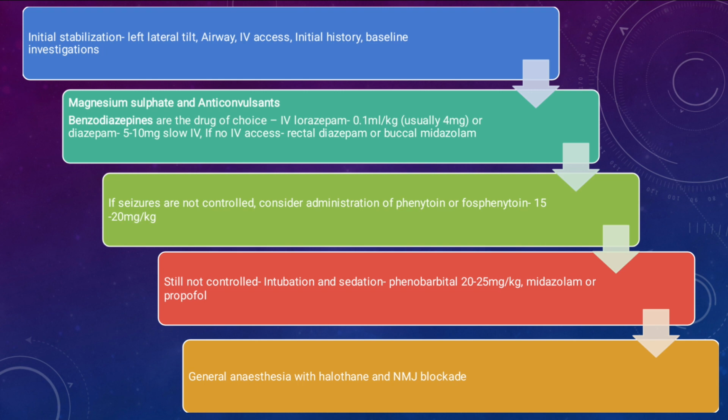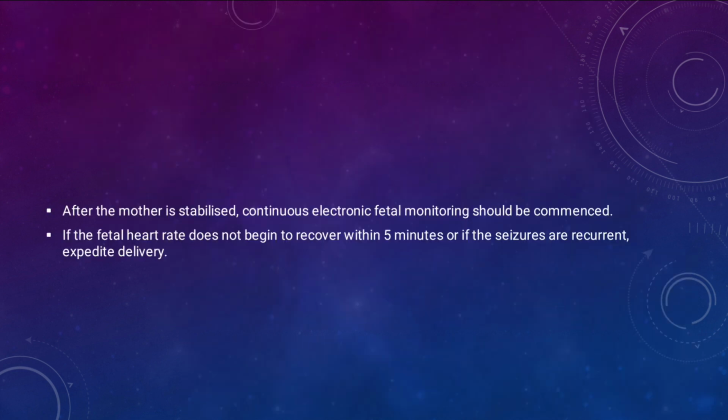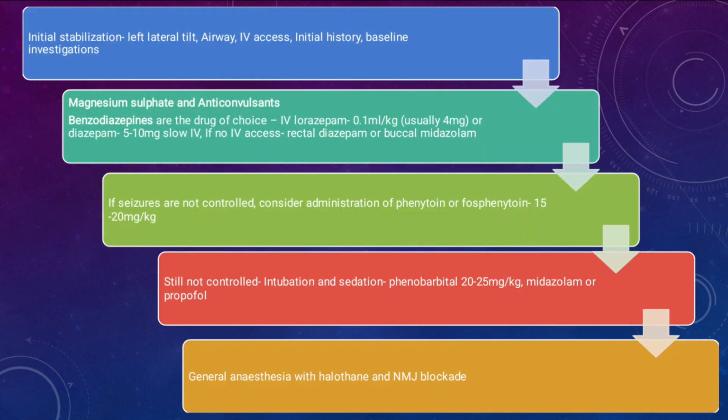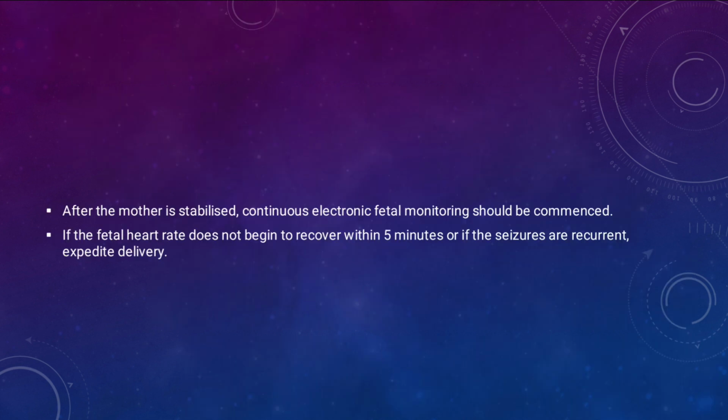If there is no IV access, give rectal diazepam or buccal midazolam. If the seizure is not controlled, consider phenytoin 15 to 20 mg per kg. If still not controlled, intubate the patient, give phenobarbital 20 mg per kg, propofol, general anesthesia with halothane, NMJ blockade. After the mother is stabilized, continuous EEG should be recommended. If the patient doesn't begin to recover within 5 minutes or the seizure is recurrent, plan for delivery.